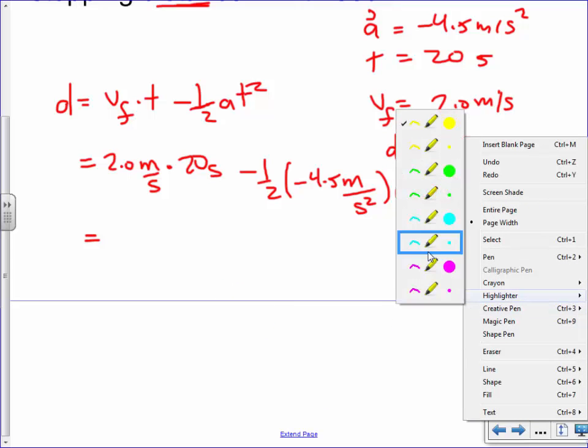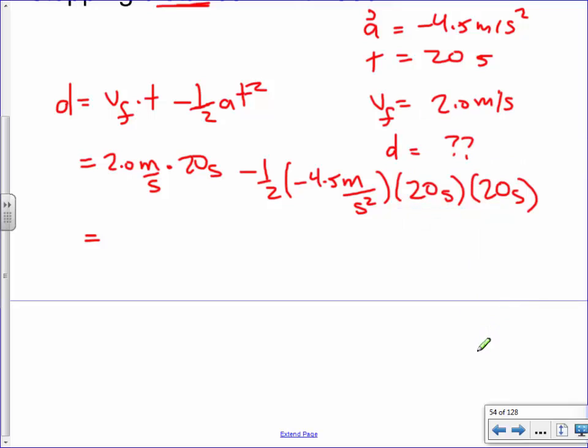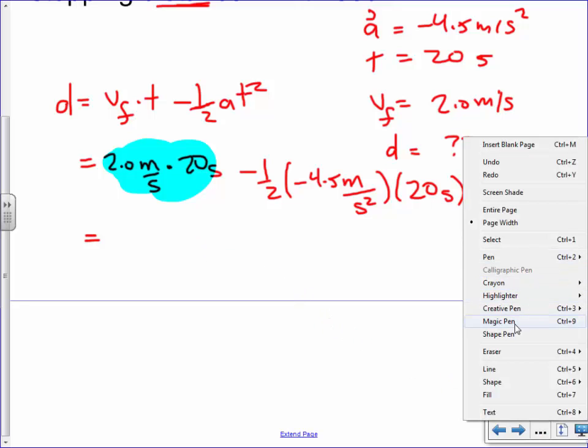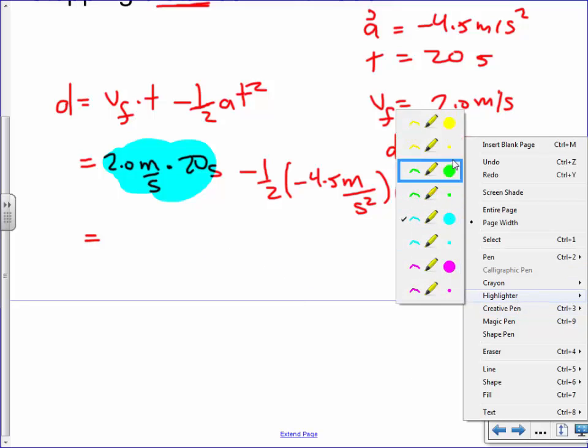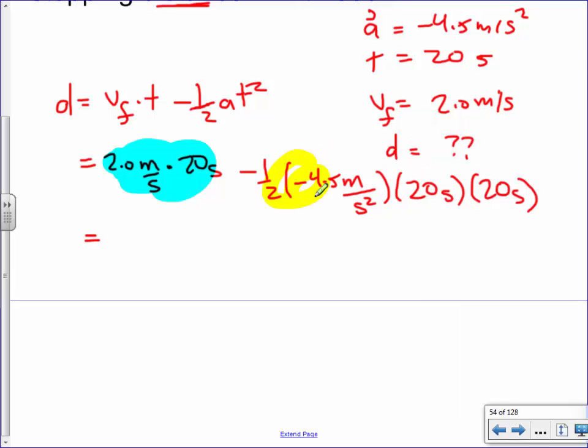Is everybody okay so far with just plugging numbers into my equation here? Yeah. Okay, this is a 2-part equation then. This stuff right here that I'm going to highlight in blue is a term that I'm going to put together and calculate. And this stuff over here in yellow is also a term that I'm going to calculate. So I'm going to do this in 2 stages.